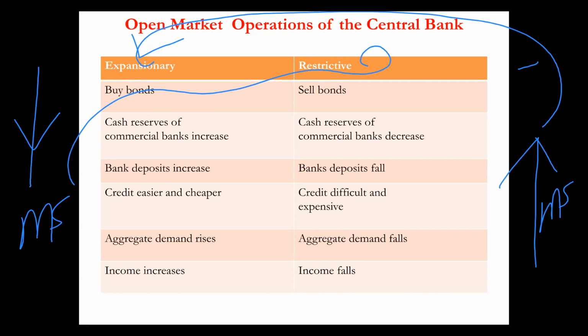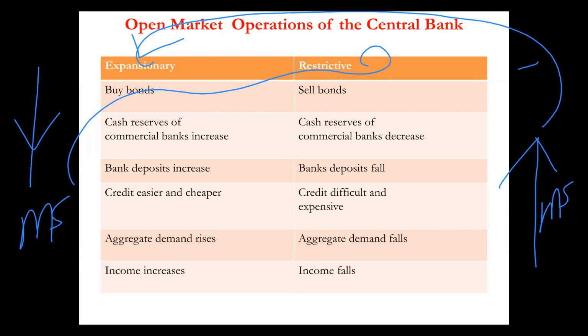Then the cash reserve of commercial banks increases. They increase the reserves, okay? They just increase the reserves of the commercial banks so that the commercial banks can loan out. Remember, the commercial banks use the reserves to give out the loans. The bank deposits increase and credit is easier and cheaper. They lessen the cost of getting credit. You can easily get credit from the government and the aggregate demand rises.